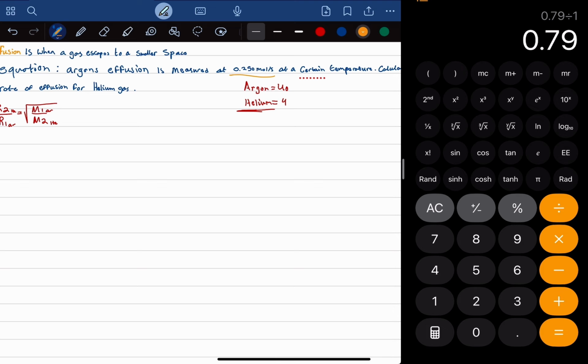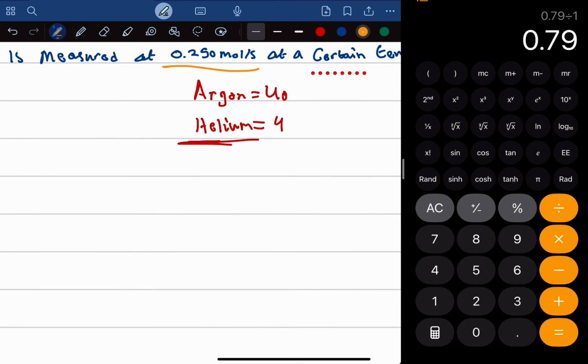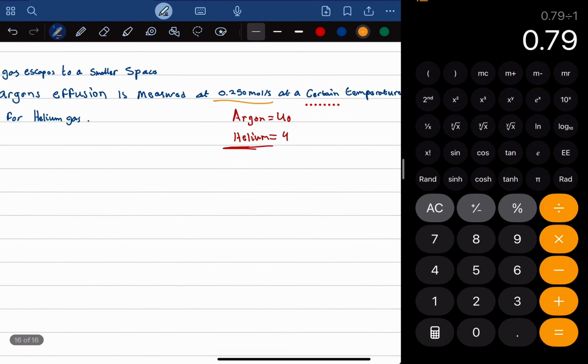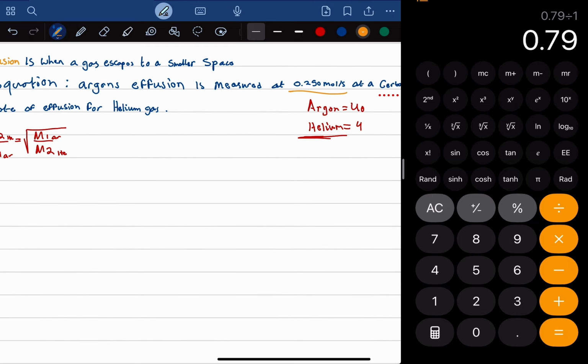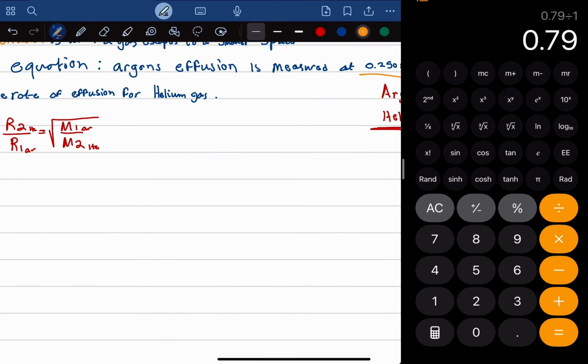Before you start a test, the teacher will most likely give you a periodic table stating the molar masses for each and every element. For example, here I'll put argon, which is rounded up to 40, and helium, which is about 4. Right, enough talk, let me solve this equation.